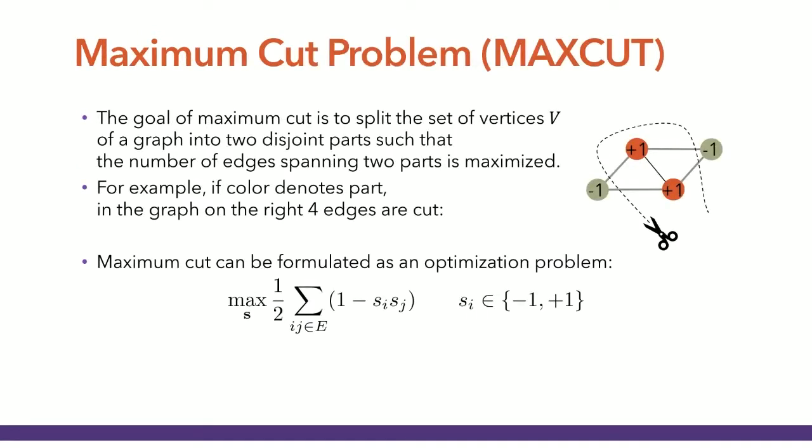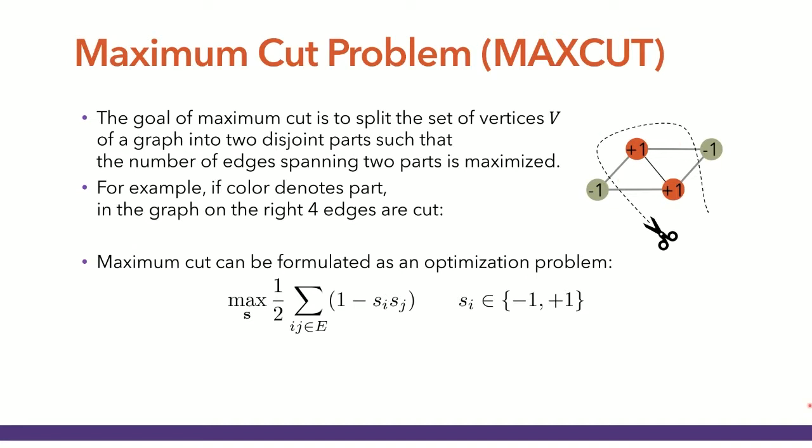In the maximum cut problem, the goal is to split the set of vertices of a graph into two disjoint sets such that you cut as many edges as possible. For example, if we're looking at this graph on the right, there are 4 nodes, 1, 2, 3, 4, and 5 edges. If we let the color denote the part, so we partition the set of vertices into green ones and red ones, then we cut 4 edges between these vertices.